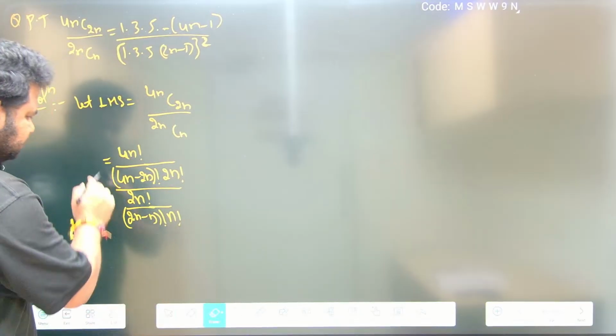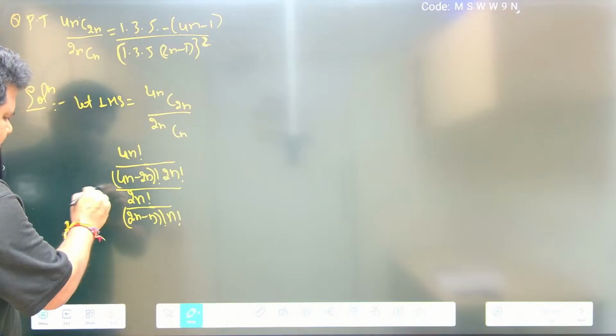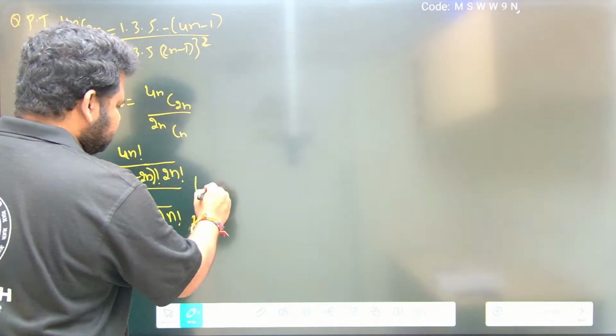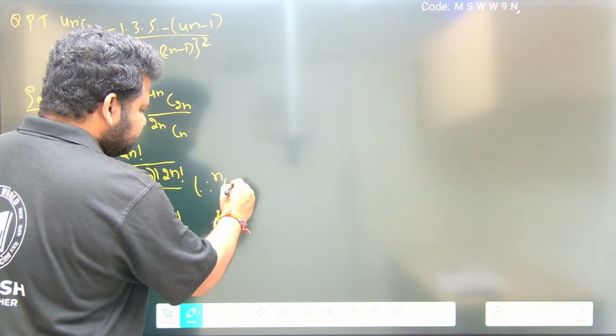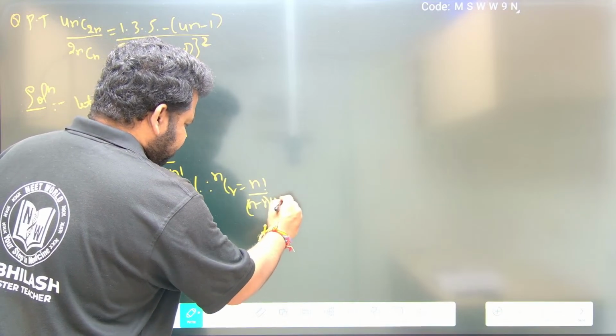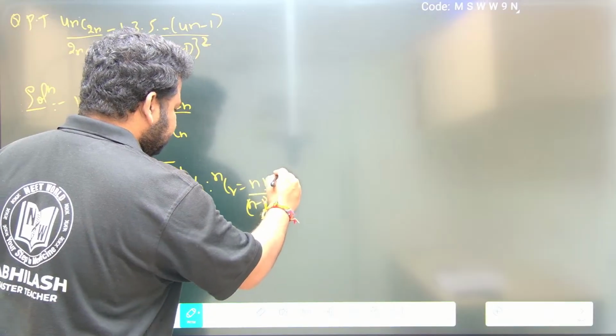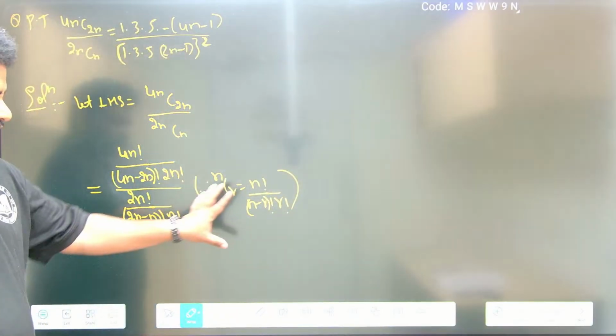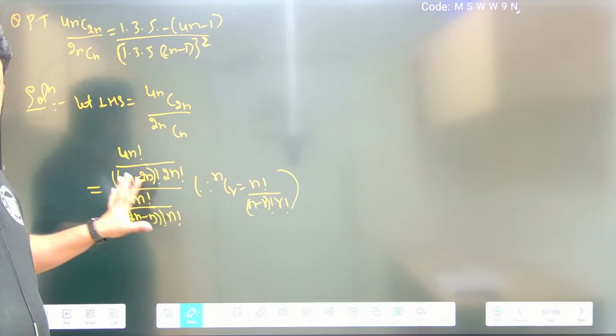Therefore, the reason is that nCr is equal to n factorial divided by (n minus r) factorial into r factorial. I know you people know this formula, but you have to write the reason here. This is the formula we used here.